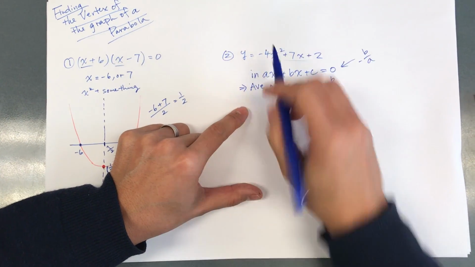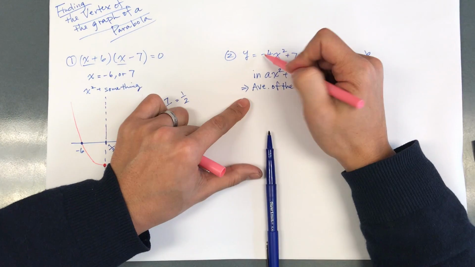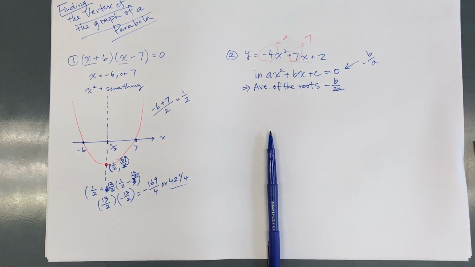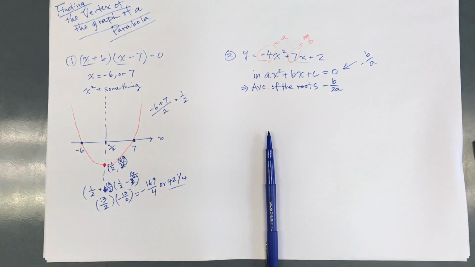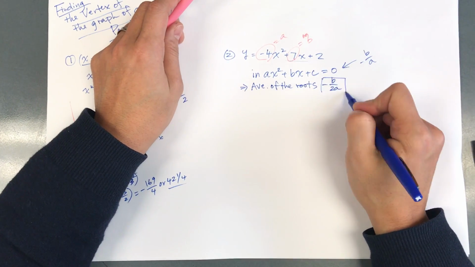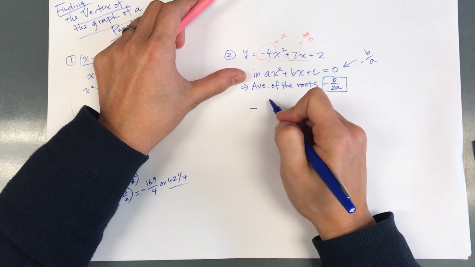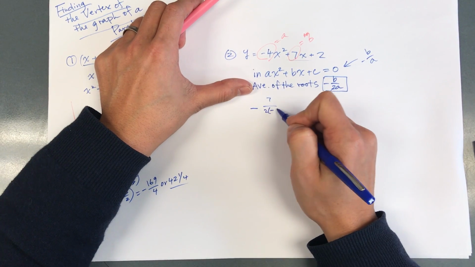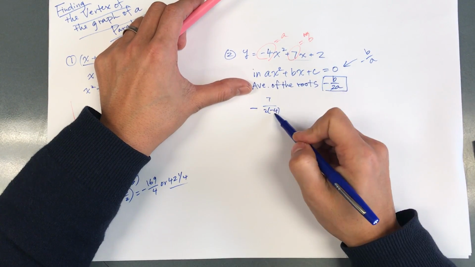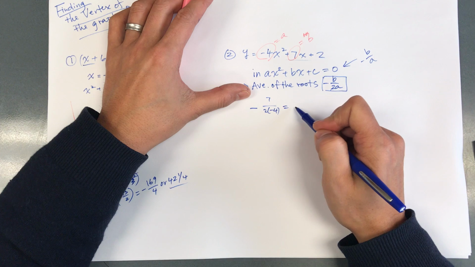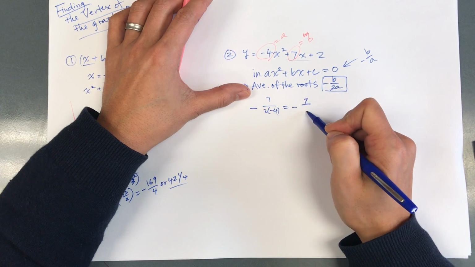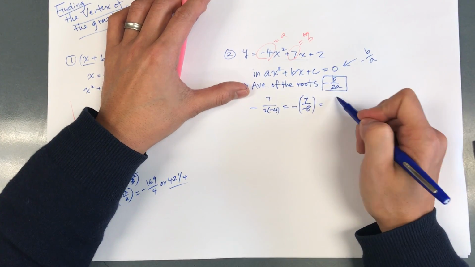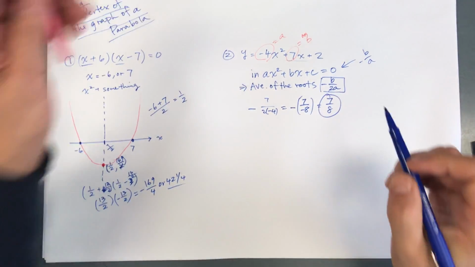So now in this case, a is -4 and b is 7. Let's plug that in here. The opposite of b, which is 7, over 2 times a, which is -4. Make sure to use parentheses so that you won't get tricked. So now we get the opposite of 7 over -8. The opposite of this is going to be just 7/8.